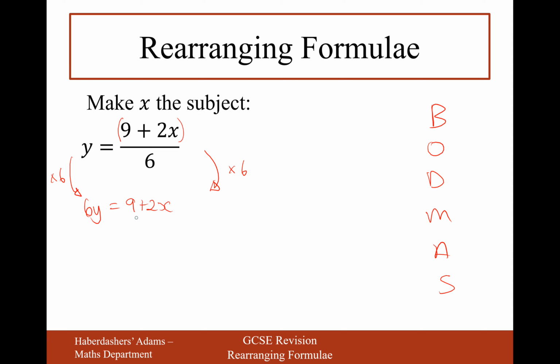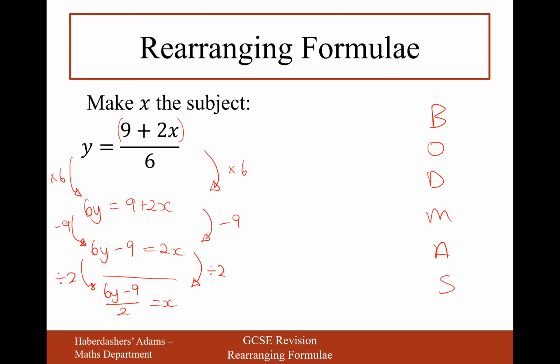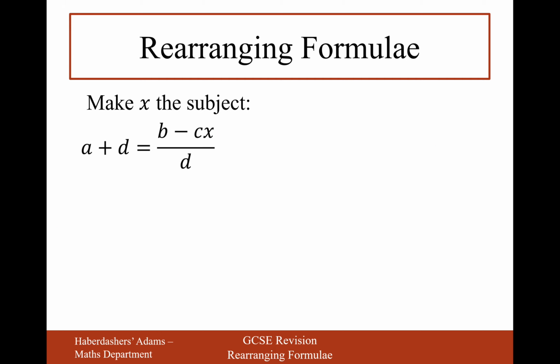That would be in a set of brackets, but because there's nothing surrounding the brackets, I've just not written them in. Now we'll go back down to the bottom and we see we've got now addition. So I'll have to undo that addition by subtraction. Subtract by 9 on both sides, 6y minus 9 equals 2x. And then carrying up, I've got multiply, so I'll then divide by 2, divide by 2. 6y minus 9 divided by 2 equals x. And there we are, that's the answer to that question. Let's move on to the next one.